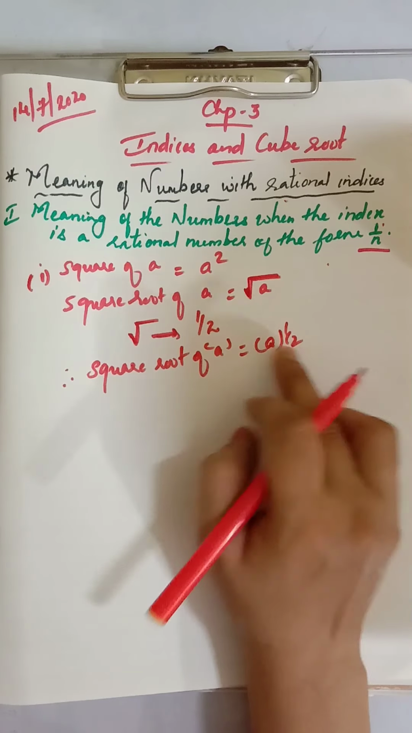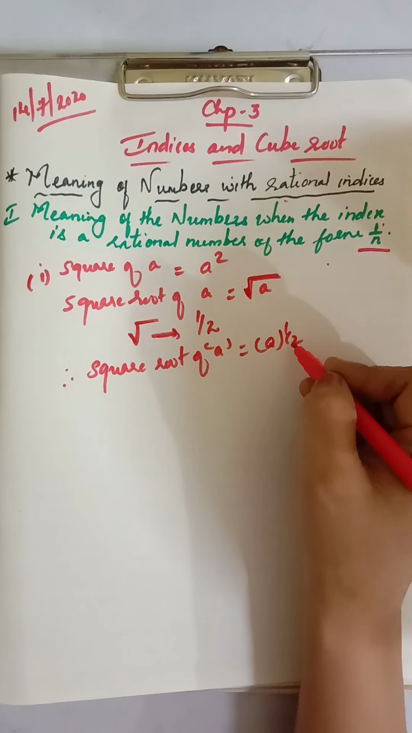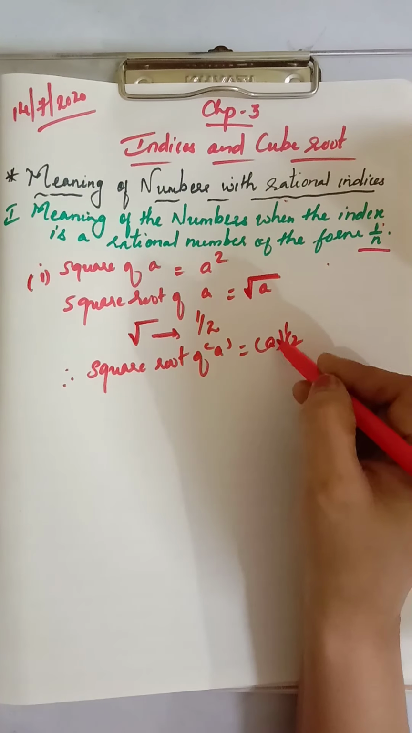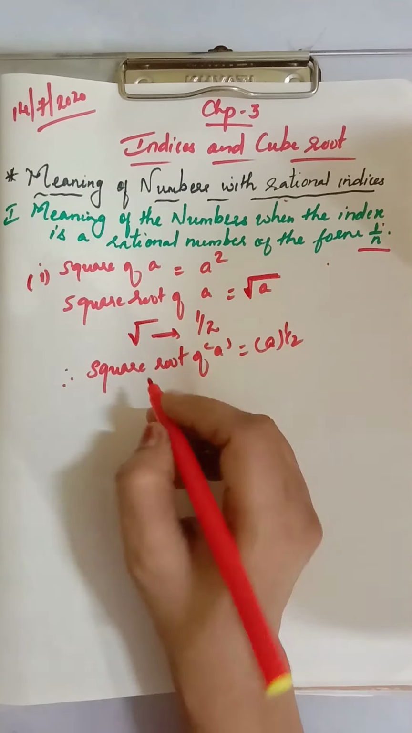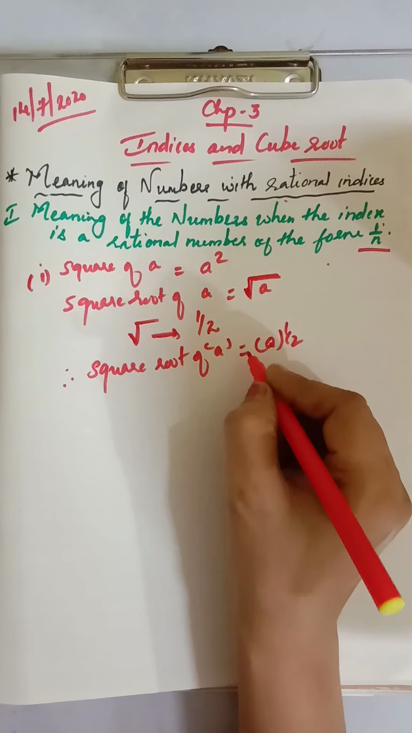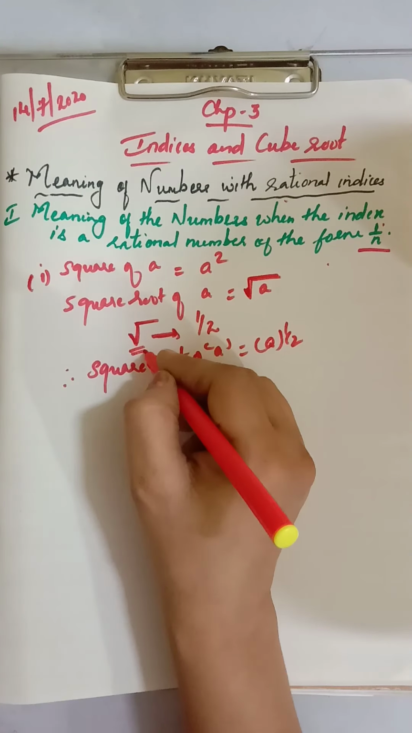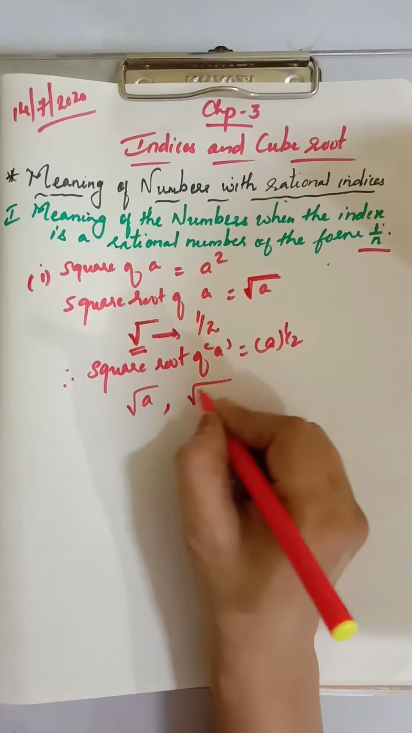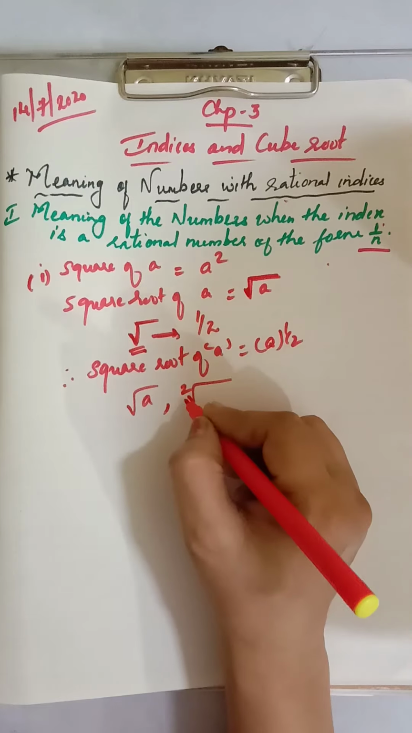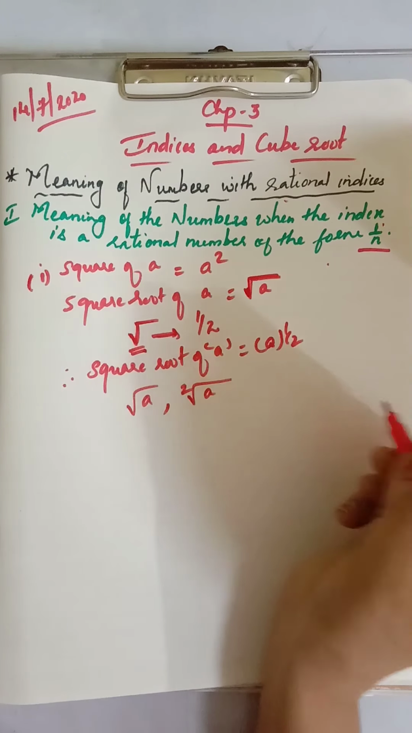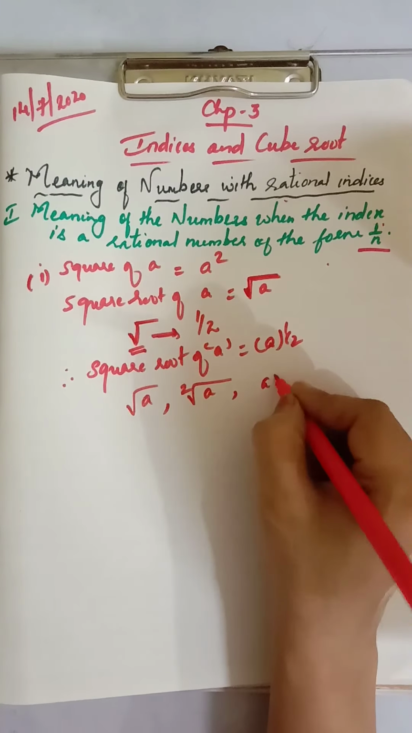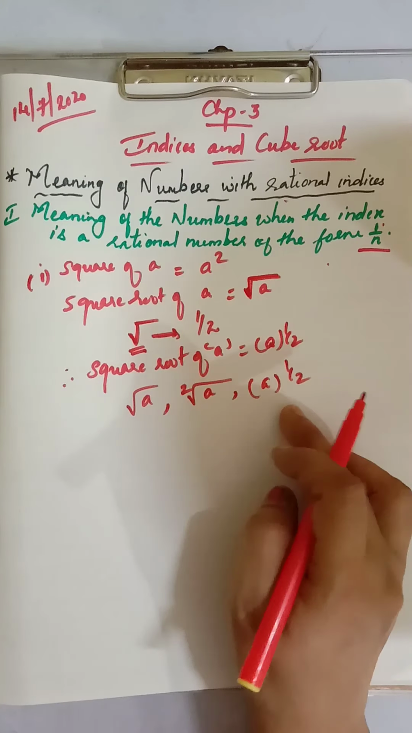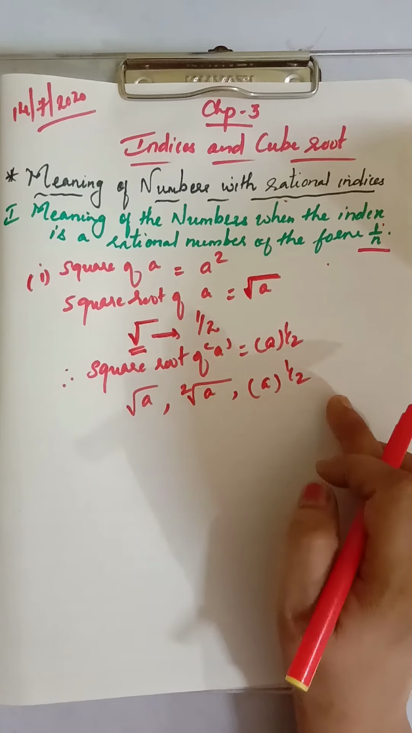So what is this children? This 1 upon 2 indicates the square root of a number. Square root of a is a raised to 1 upon 2. So you can denote the square root of a number by using this radical sign. Either you use this sign, or you can write the square root of a in this form also, as a raised to half. So all these three ways you can denote the term square root of a.